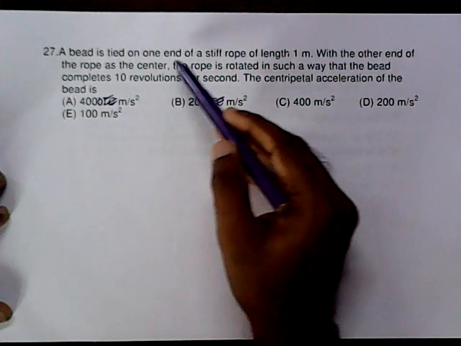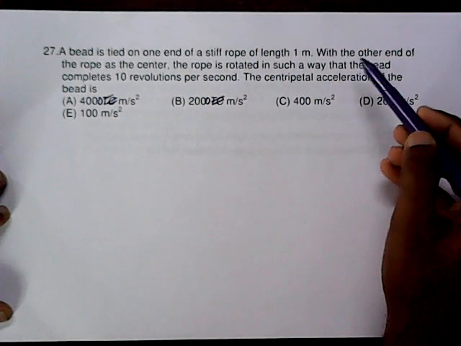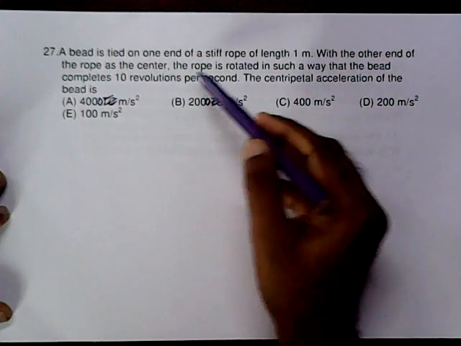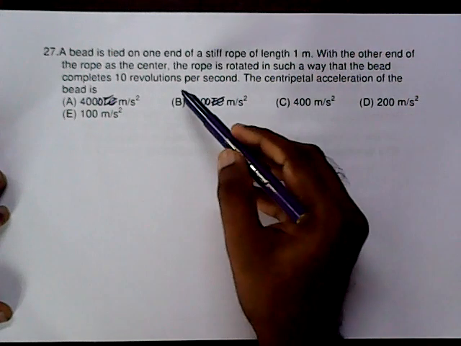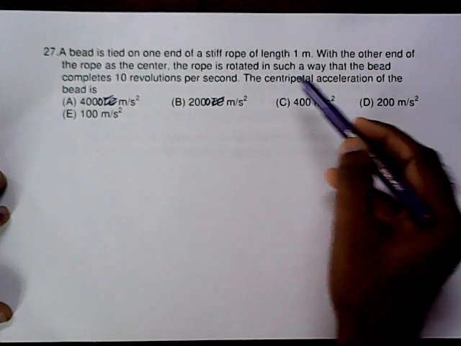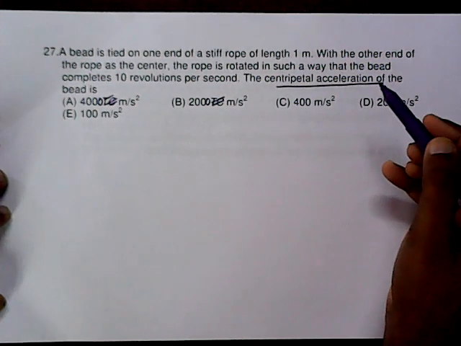Number 27. A bead is tied to one end of a stiff rope of length 1 meter. With the other end of the rope as the center, the rope is rotated in such a way that the bead completes 10 revolutions per second. The centripetal acceleration of the bead is.